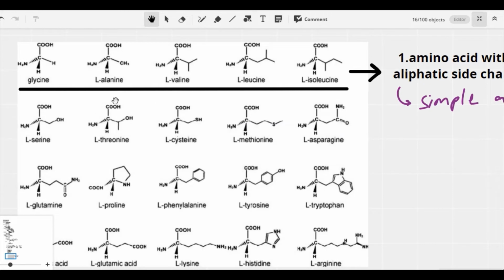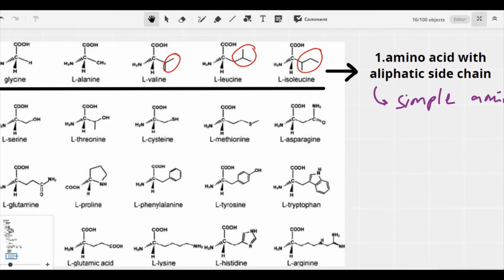But when we compare glycine, alanine and the last three, we can see that valine, leucine and isoleucine have a side chain. So these three amino acids are also known as branched aliphatic amino acids, or you can say amino acids with the branched aliphatic side chain, hence they are referred to as branched chain amino acids. So that is our first group.